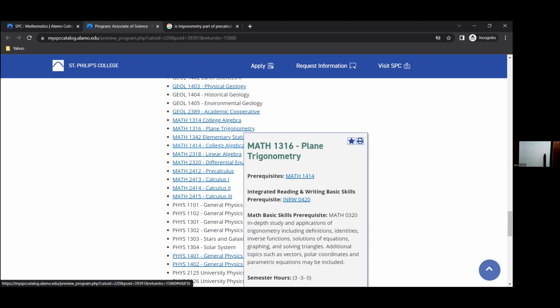Although I don't think, what is your major? I don't know if you need this 1316. Computer science. Computer science? Then yeah, you would do 1314 and then 2412. That would be the path you're supposed to take. Okay. And then Cal 1 and Cal 2, I think, right? Yeah.